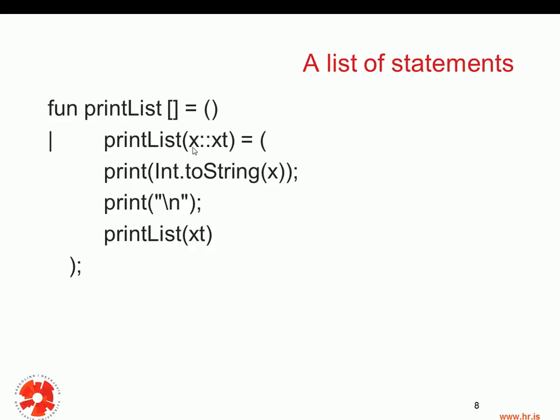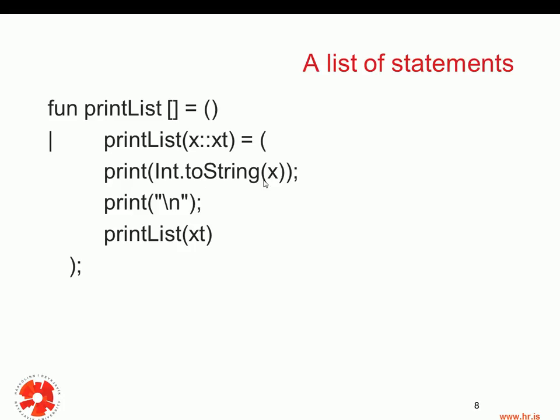And if that's the case, what do we do? We call the function toString in a structure called Int. We haven't really talked about this. We will do that in a while. But this is a structure, kind of a module called Int. And in that structure, the function toString is defined, which basically takes, in this case, an integer and converts it to a string. So notice that the built-in function print needs a string. That's why we need to convert this to a string.